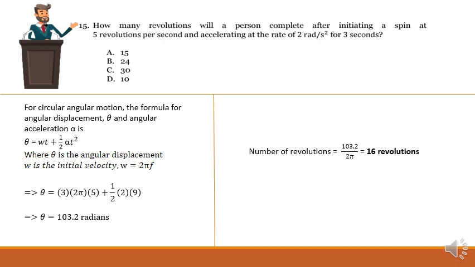Theta over 2 pi, because one revolution is equal to 2 pi. It means if we are calculating the number of revolutions, we need to take the angular displacement and divide by 2 pi, and then from there we have the number of revolutions equal to 16. We have 16 revolutions.